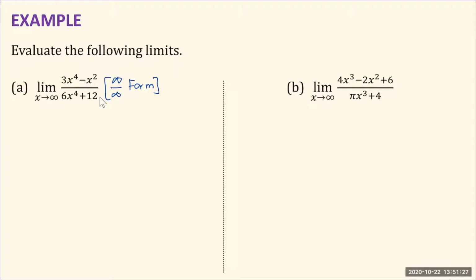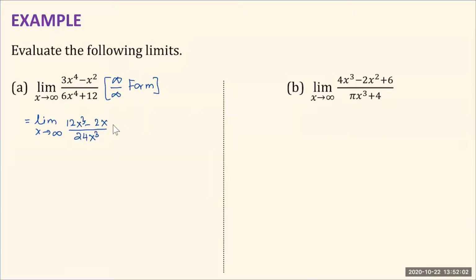And you know that infinity over infinity form is an indeterminate form. So in order to find the limit, we have to find the derivative of the numerator and denominator separately. So this is equal to the limit as x approaches infinity. If I find the derivative in the numerator, 4 times 3, 12x cubed minus 2x, divided by 12x cubed. And in the denominator, it will be 4 times 6 is 24x cubed. And derivative of 12 is 0.